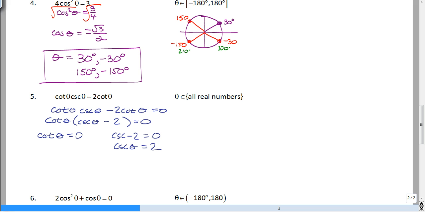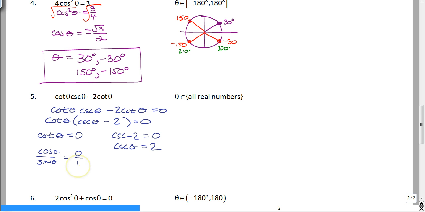What we're going to do is first think about cotangent is equal to 0, which you know that cotangent is cosine over sine. So that means that's equal to 0 over 1, if you will. So where is cosine 0? Cosine is 0 when x is 0, at 90 degrees. And since this is all real numbers, we know that cosine is 0 also at negative 90 degrees. So we can actually say plus or minus 90. So that's theta with our cotangent.